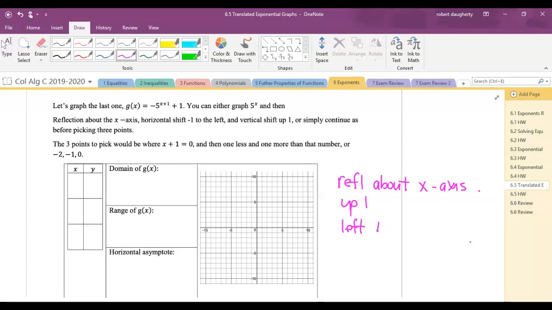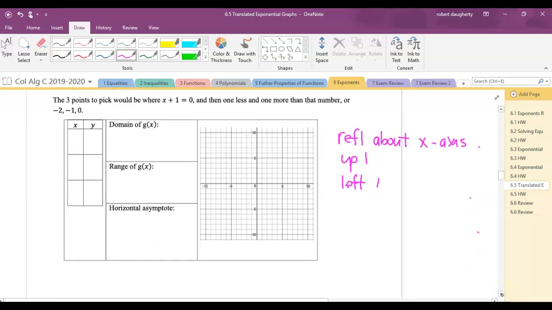Now here's what you can do. I'll give you a choice, but I think I know what people want to do. You can graph 5 to the x and then do all 3 of these translations. I'm going to do it that way first, and then I'm going to just pick the points like we did a moment ago. So if I graph 5 to the x, 5 to the 0 is 1, 5 to the 1 is 5, 5 to the negative 1 is 1/5, okay? So this is what 5 to the x looks like.